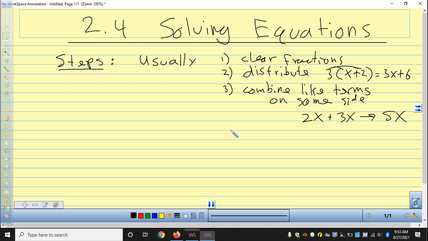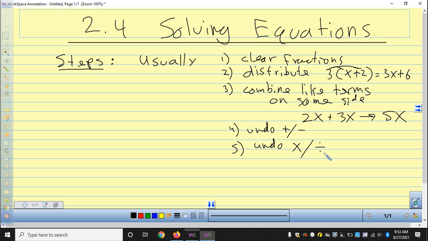Our next step, usually, is undo addition and subtraction. So we're kind of going in the opposite order of PEMDAS, or we're undoing PEMDAS. And then the last step, usually, is to undo multiplication and division. So this is what we did on our practice problem this morning. We undid the subtraction, and then we undid the division. So these are just steps that we take when we have different kinds of equations.